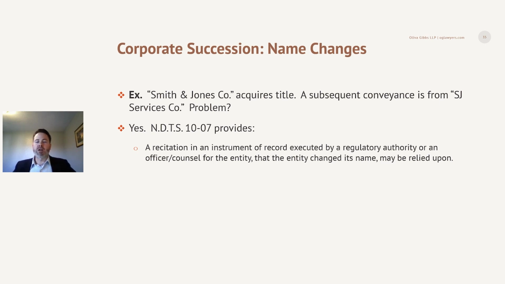Now, if the conveyance has already been recorded so that we don't have that recital, what we could seek is an affidavit sworn to by an officer or counsel of the entity, which notes the name change, and then record that affidavit. So the key there is just to get it in the record. The original entity has changed its name. That affidavit should be sworn to by an officer of the entity or counsel for that entity.